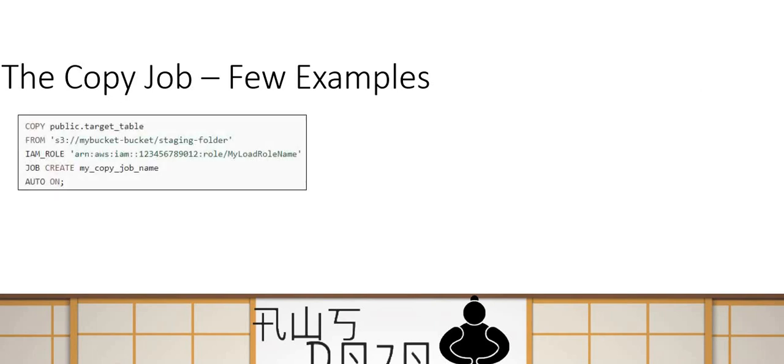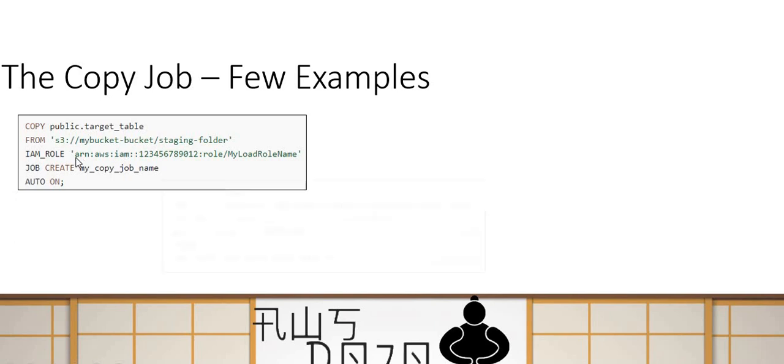So one is saying, hey, let's copy data from this particular folder in the S3 bucket to this particular table. This is the IAM role which is going to authorize the Redshift cluster to read data from the S3 bucket. And then this whole copy command, IAM convert. So the first three lines are basically the copy command, and then what I'm saying is this is my copy job and auto on. So the first three lines are the copy command which I'm converting into a job, and I'm putting auto on. That means now with this job, as and when data comes to the staging folder, it will be automatically copied to this particular table without doing anything else.